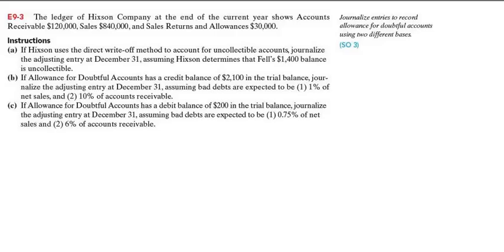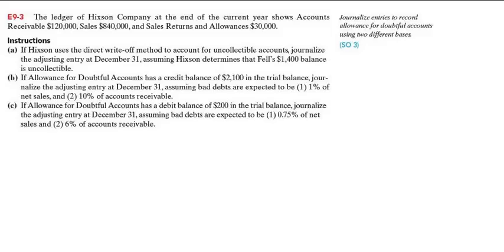Number 2, for 10% of accounts receivable, we're going to debit bad debt expense and credit allowance for doubtful accounts, and those numbers are going to be 9,900. How we get 9,900 is we take the accounts receivable of 120,000 times 10%, which gives us 12,000. Then we take 12,000 minus 2,100, subtracting the credit balance. Again, that gives us 9,900.